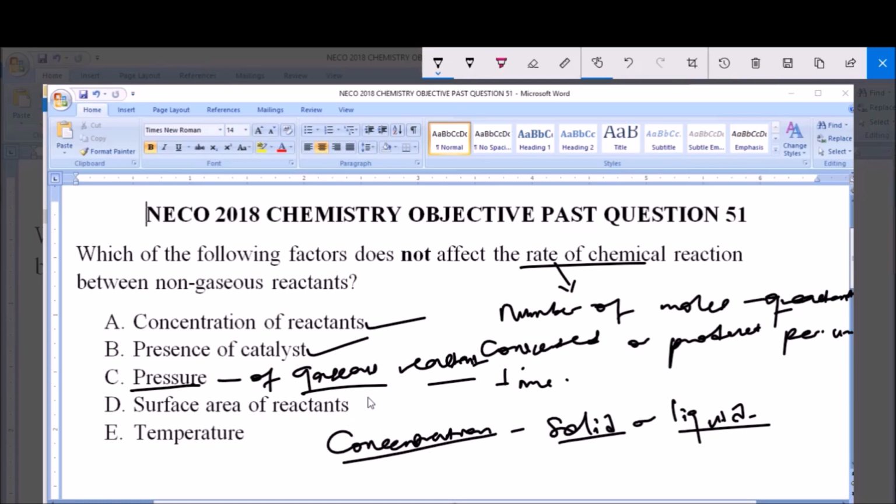That is, the larger the surface area, the more the rate of reaction, that is, there will be an increase in the rate of chemical reaction. And also temperature affects the rate of chemical reaction. The higher the temperature, the higher the rate of reaction. But for a non-gaseous reactant, pressure does not affect it. Pressure only affects gaseous reactants. So the answer to this question is option C, pressure.